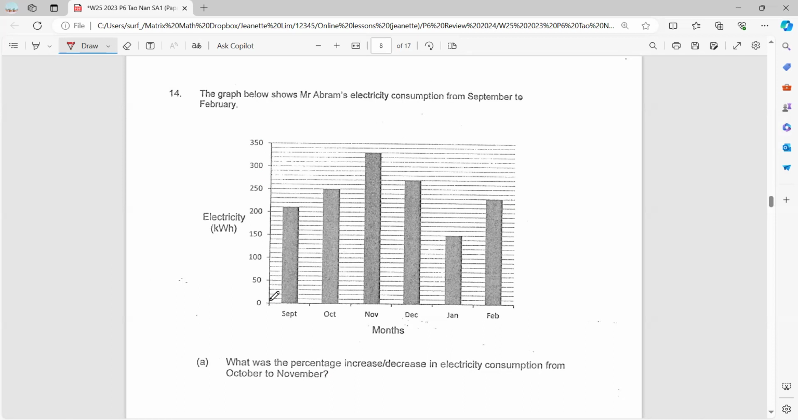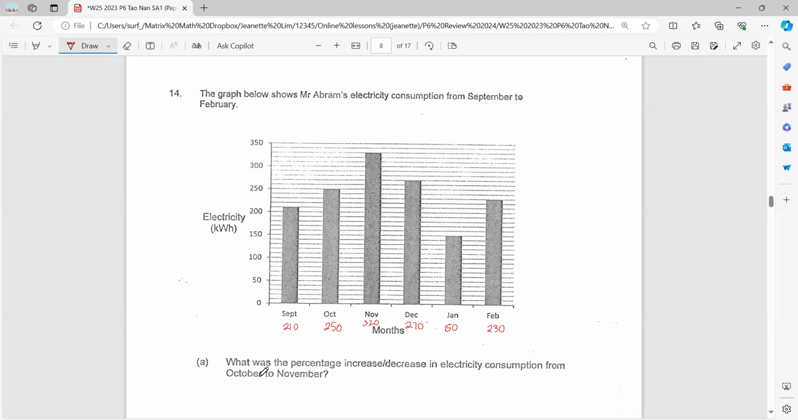So if you look over here, this is 0 to 50, right? And there are 5 intervals. So every increase is a 10. So over here, September, it's 210. For October, it's 250. For November, 320. December, 270. January, 150. And February will be 230.